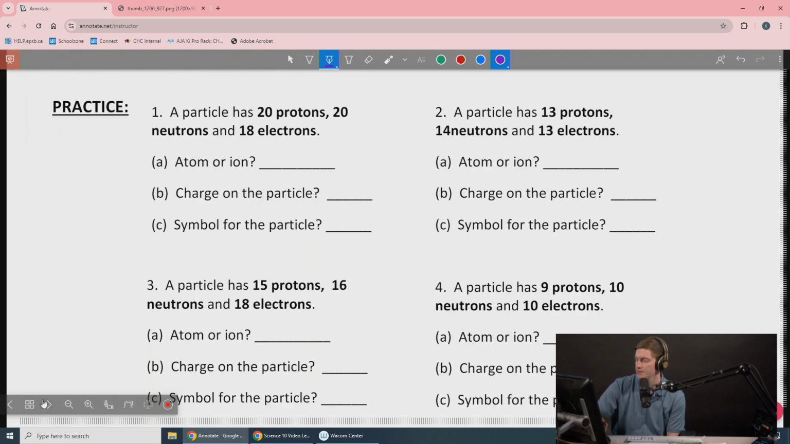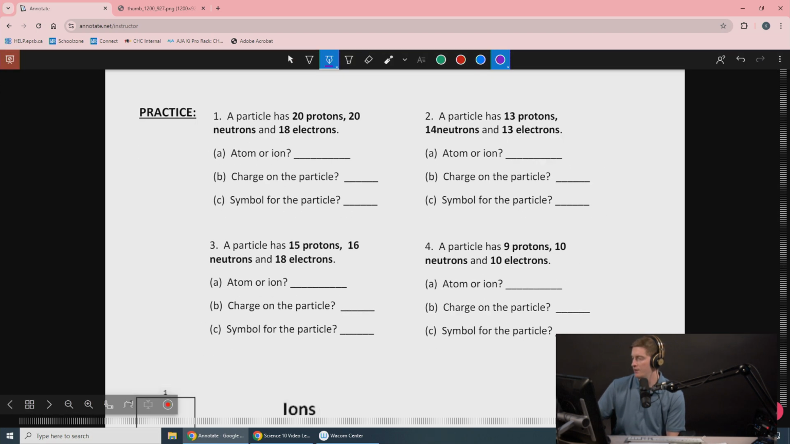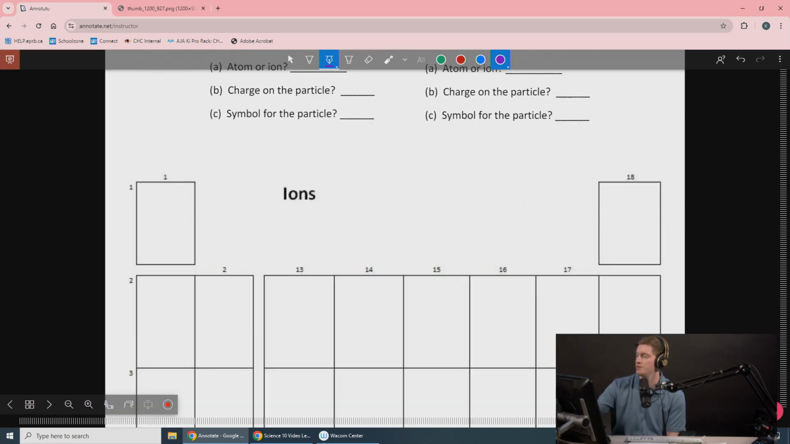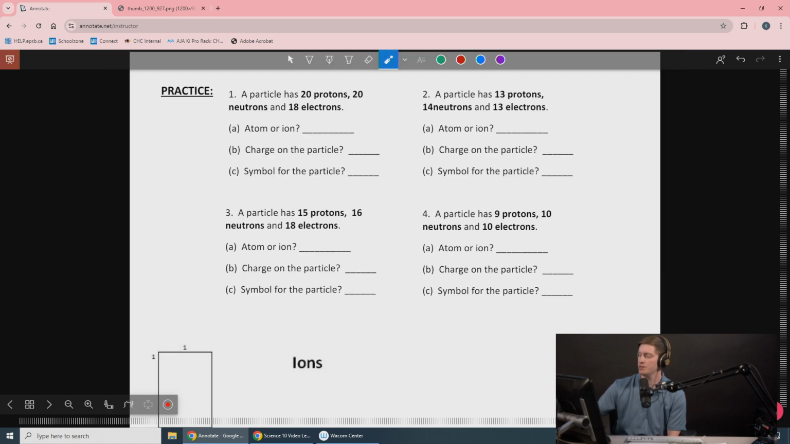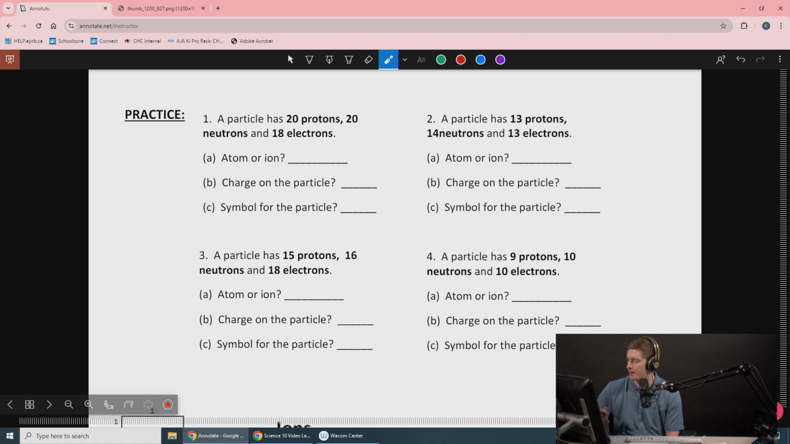There's some good practice on the next page. I'd encourage you to take a look at doing some more Bohr diagram drawings, but I'm just going to look at some of these questions with you right now. I'm going to look at 1 and 2 here. A particle has 20 protons, 20 neutrons, and 18 electrons. Is this an atom or is this an ion?